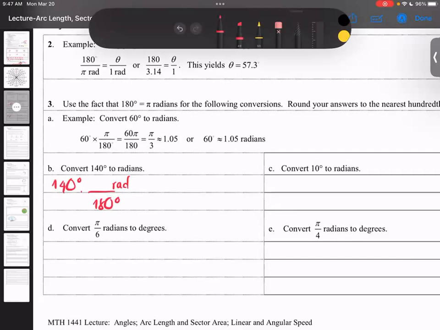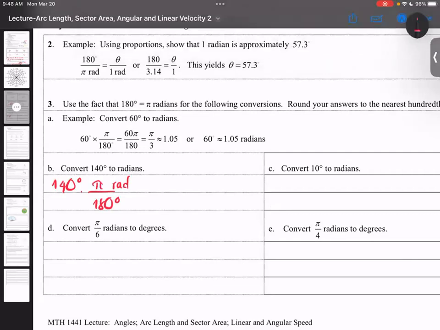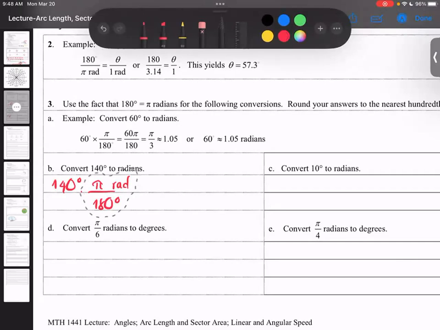180 degrees is equivalent to pi radians, right? So far, so good. Basically, I multiply this expression by 1; I didn't change anything. Pi radians is equal to 180 degrees. Can you cancel the degrees? Yes, you can cancel the degrees now. 140 over 180, if you simplify that, is 7 over 9 pi radians. So the only unit left is radians.